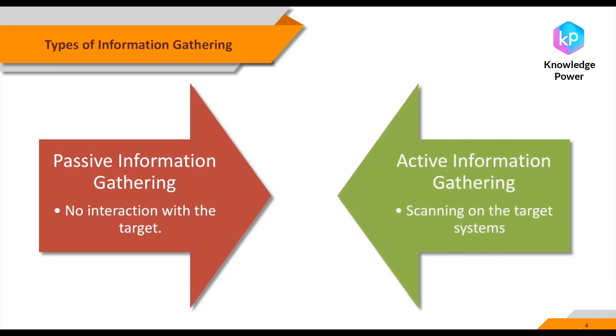A second type is active information gathering. In this type of information gathering, you scan the target systems. Active information gathering requires more preparation for the attacker or pen tester because it leaves traces which are likely to alert the target or produce evidence against him in the course of a possible digital investigation.